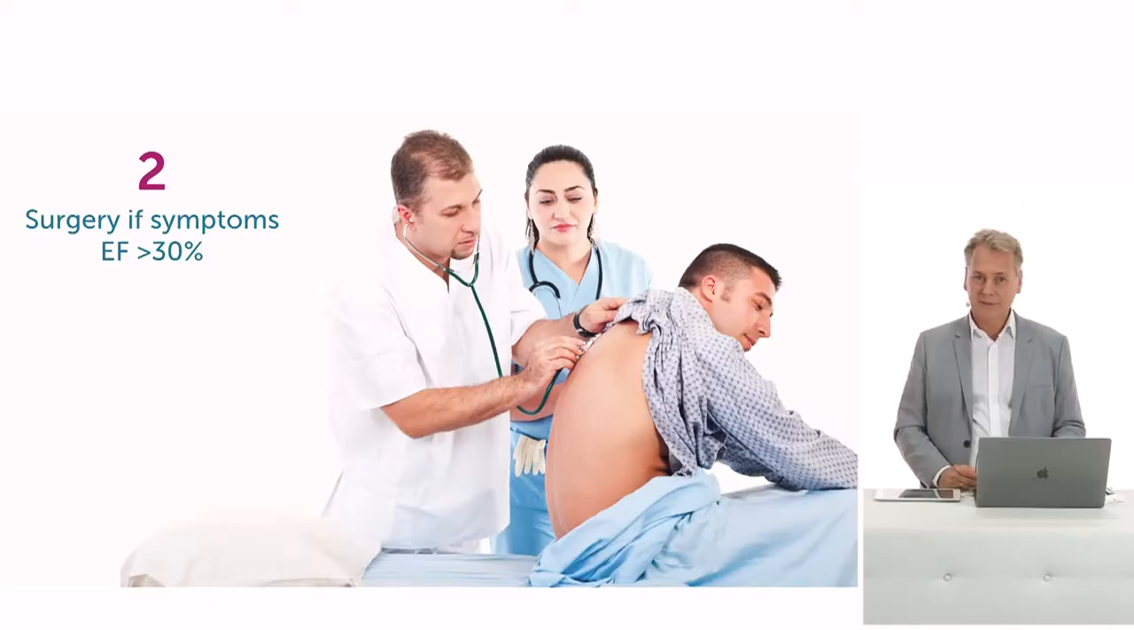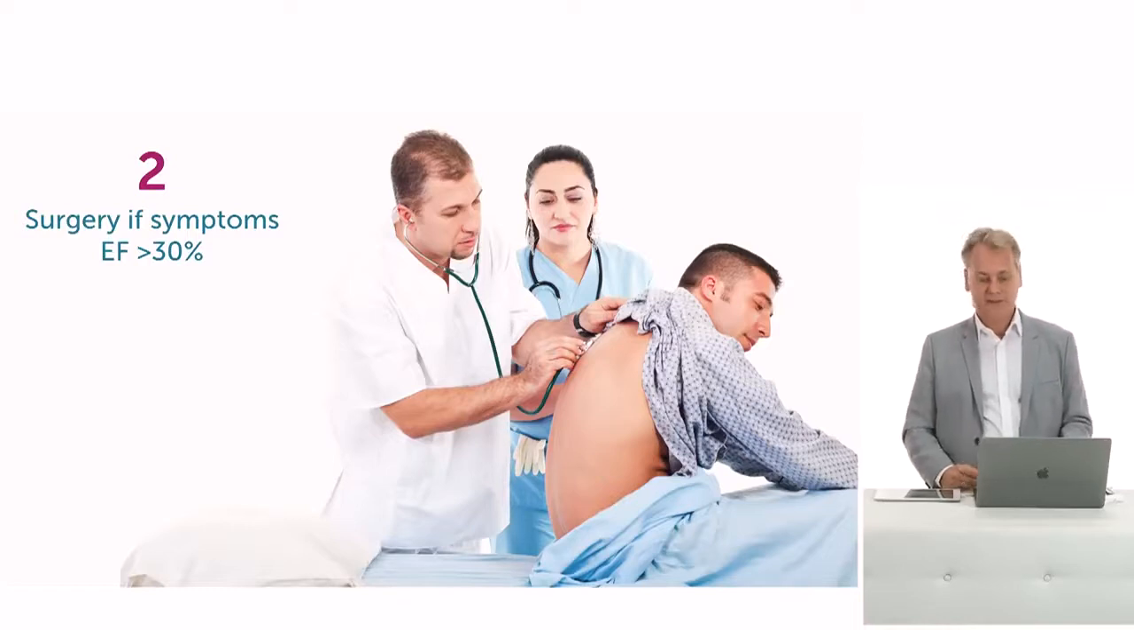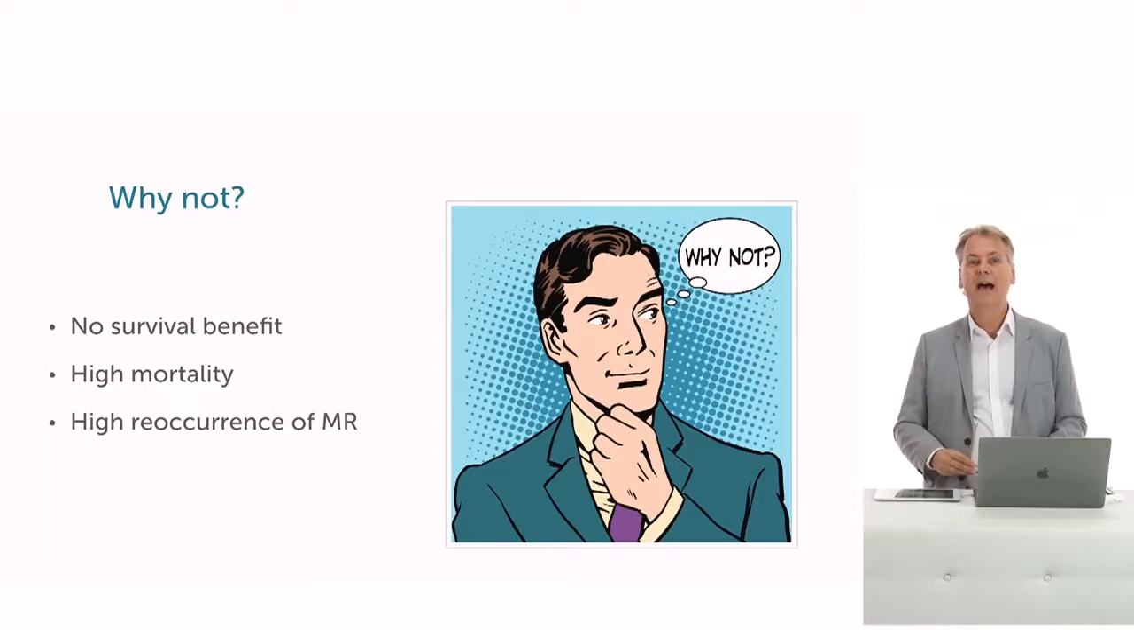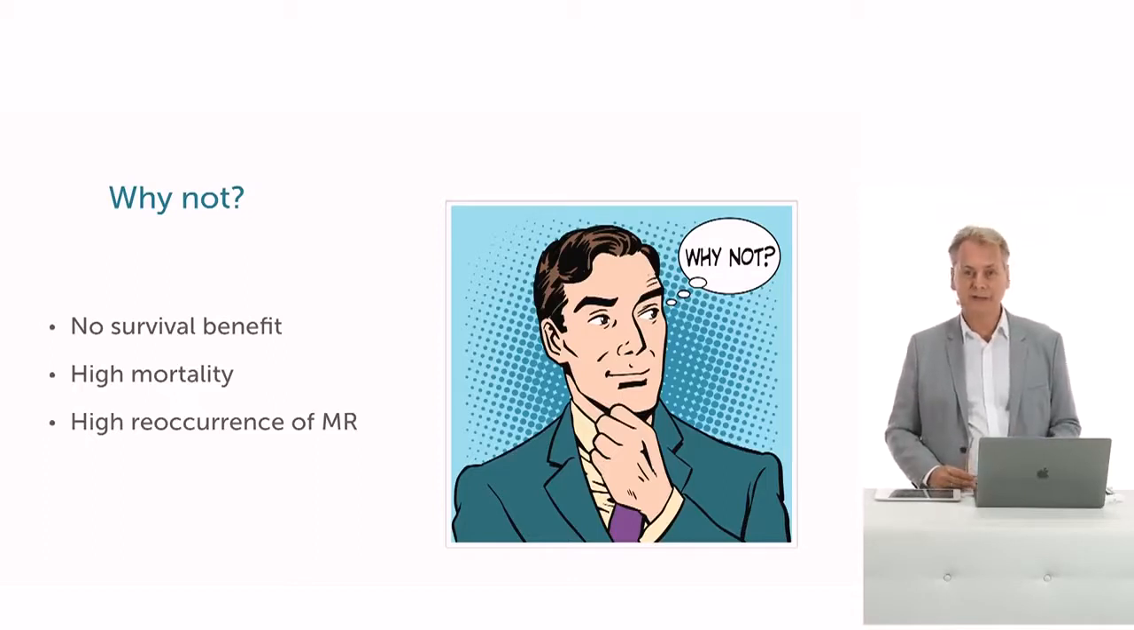If the patient has symptoms and his ejection fraction is above 30%, you should operate him. Why do we have this cutoff value of 30%? Well, because we know if the ejection fraction drops below 30%, the prognosis of the patient is not really good. He does not have a survival benefit. His mortality is high, and usually, especially in functional mitral regurgitation, you have a high recurrence of mitral regurgitation.